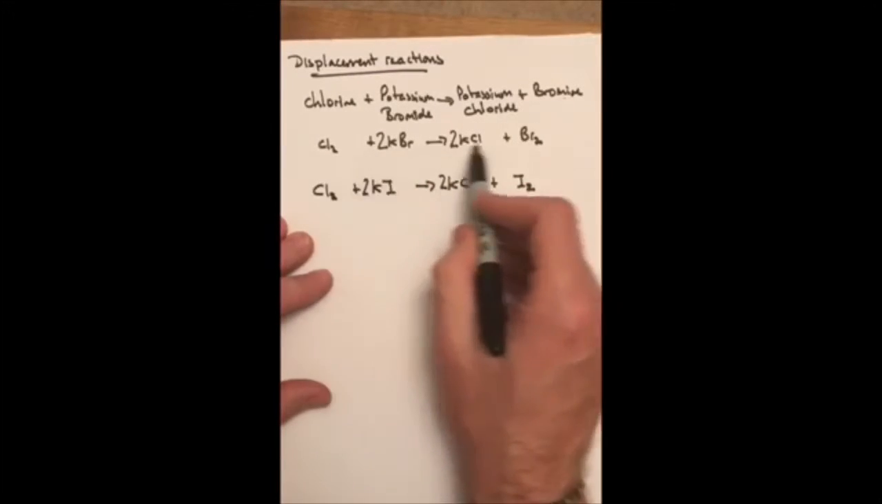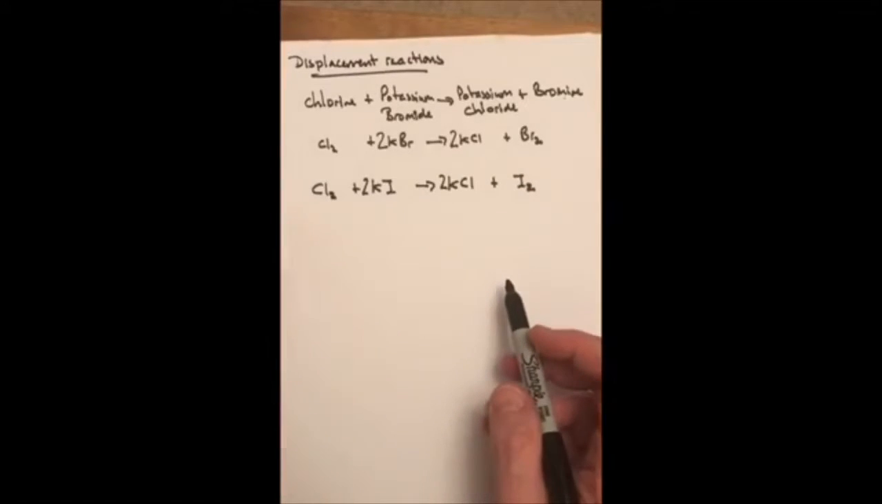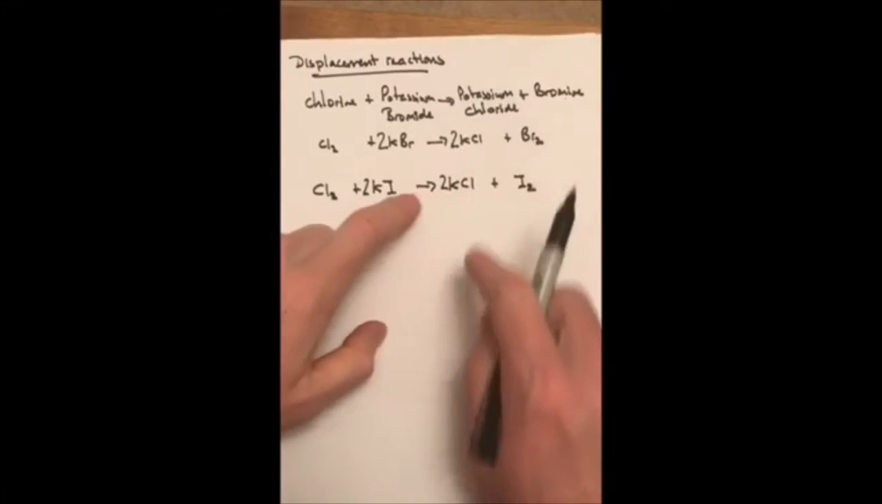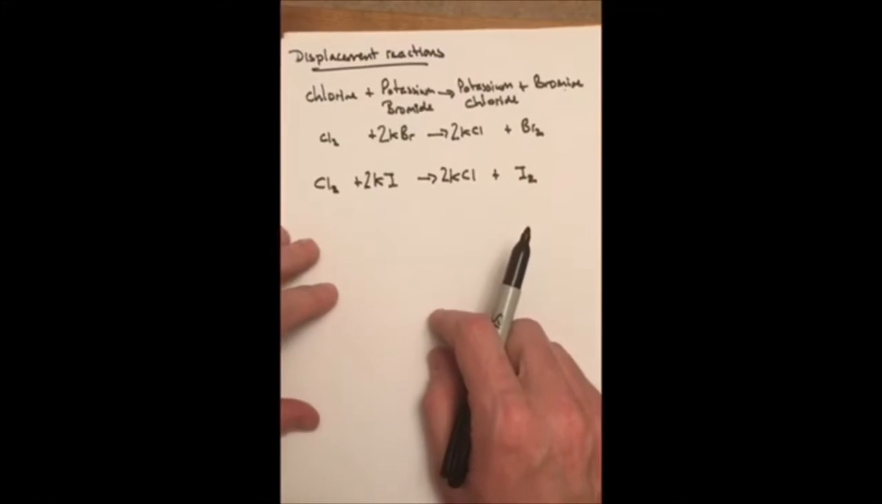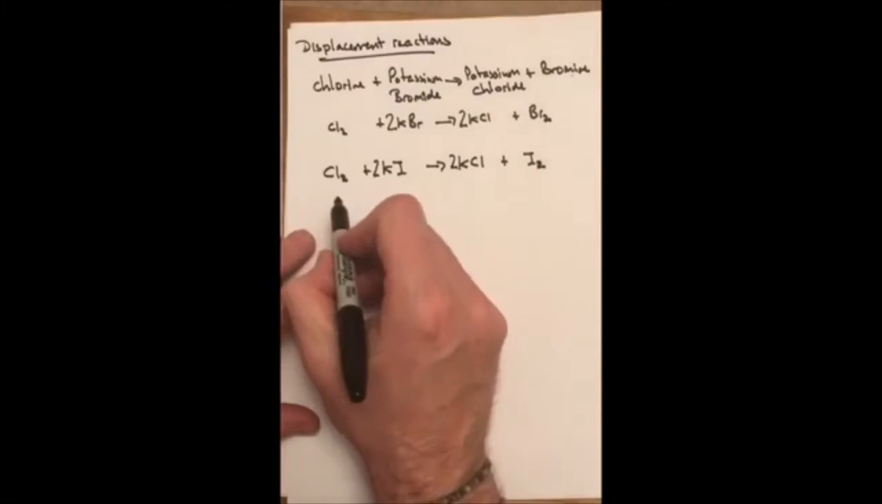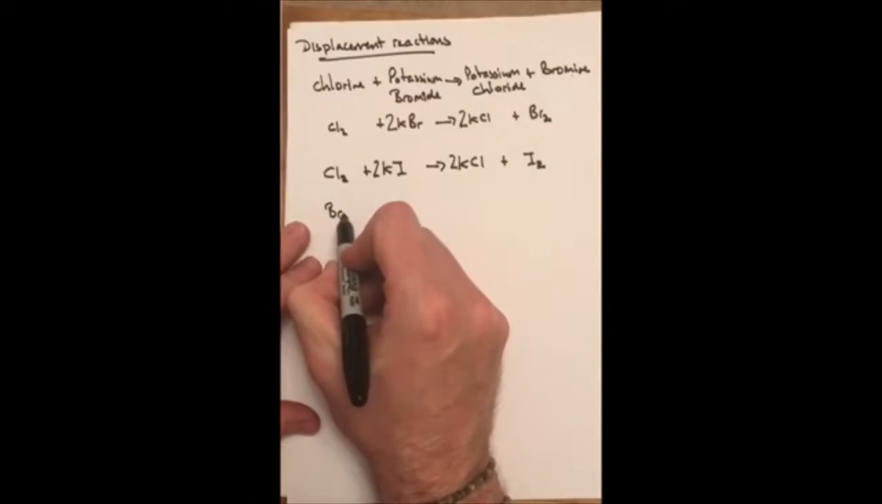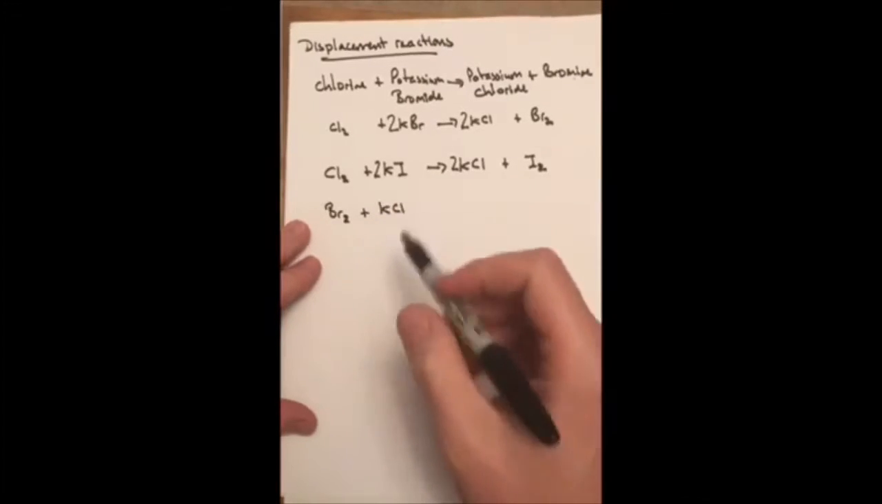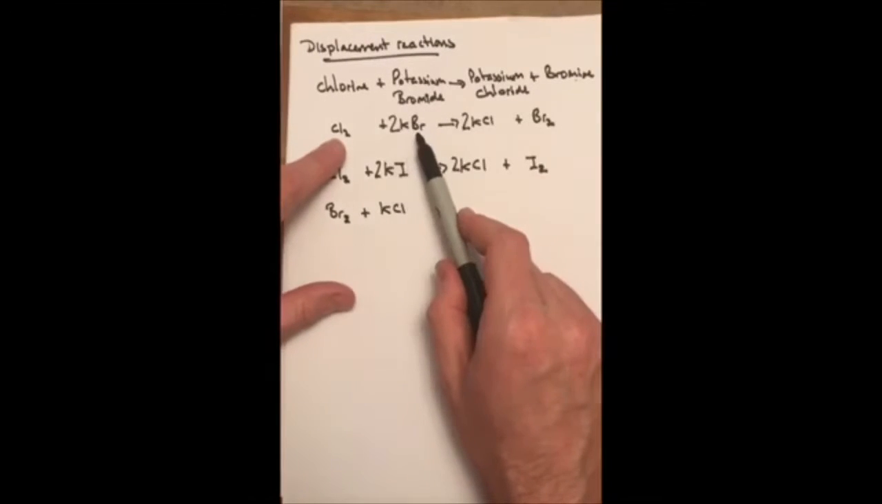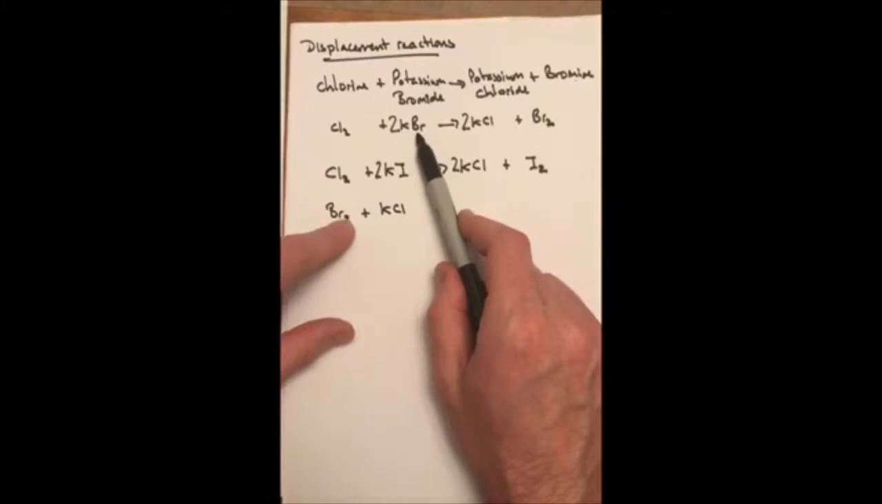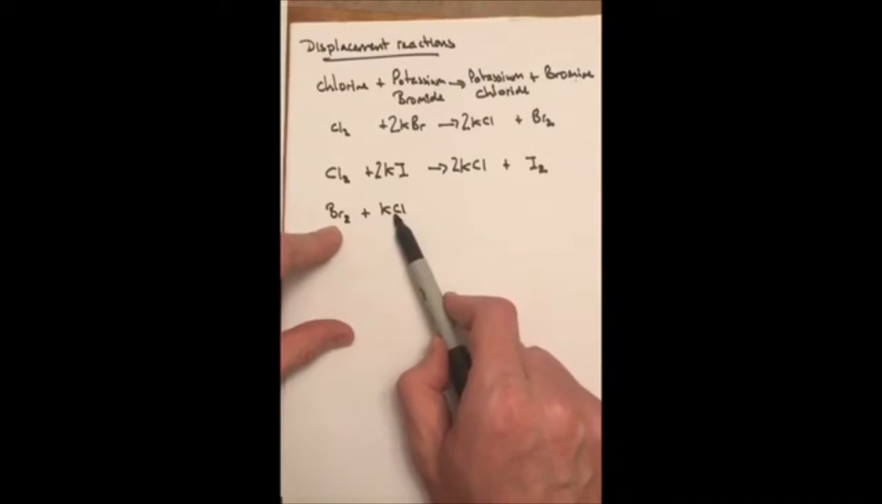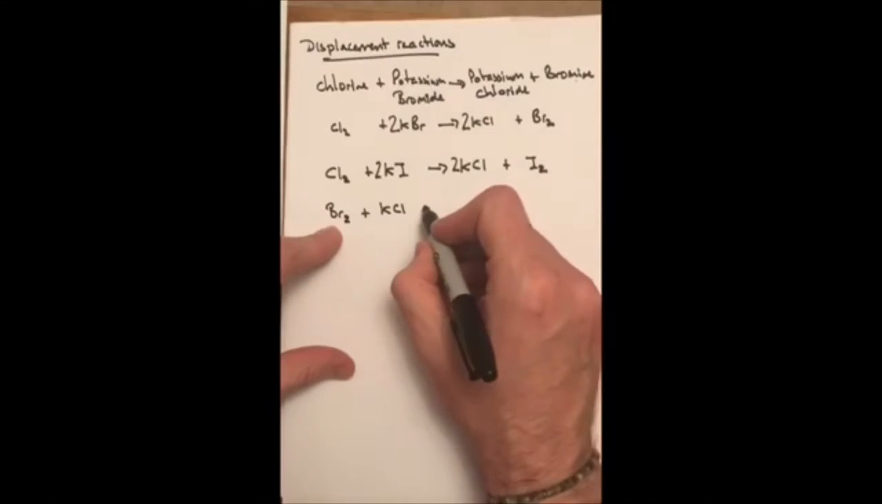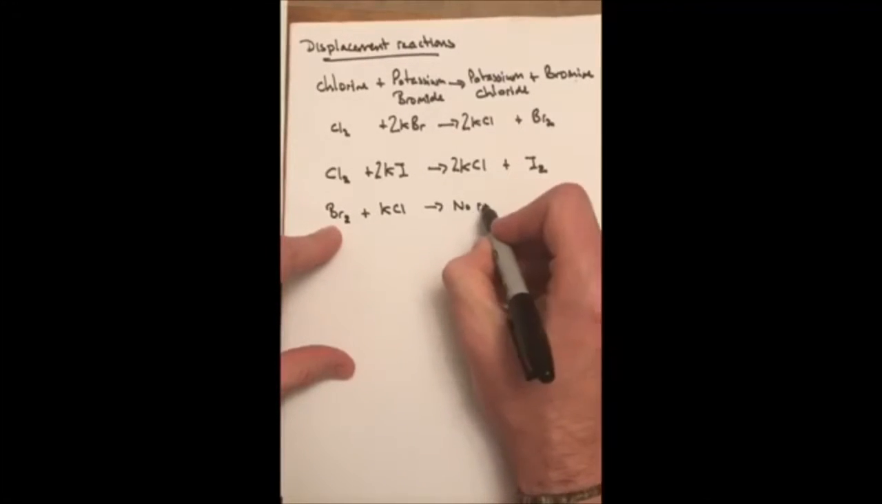Notice that these equations are very similar, they're identical in terms of structure. We've just got to swap the elements to get the right elements in place. If we were to do something like bromine with potassium chloride, what we're doing here is starting with the reverse of this. So here's my bromine, and what this bromine is trying to do is push out the chloride from the potassium, from the compound. It's unable to do it. It can't do it. So this is no reaction.